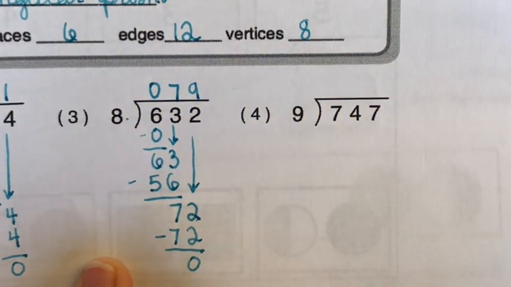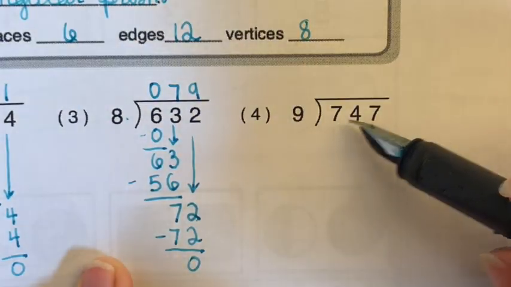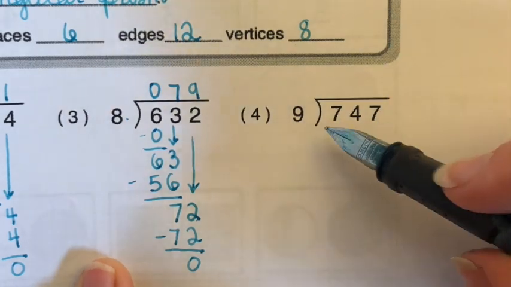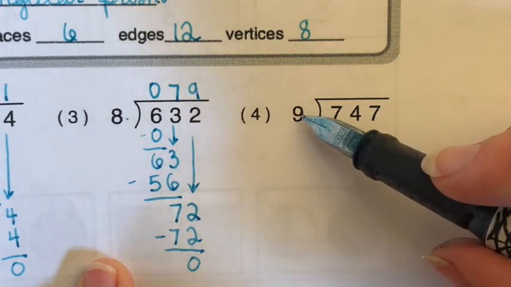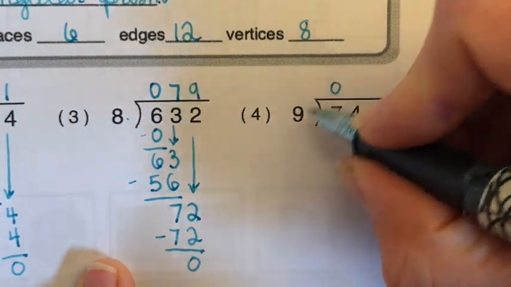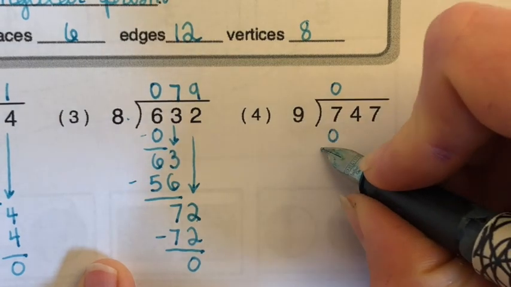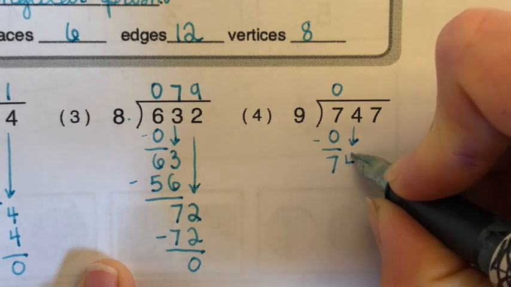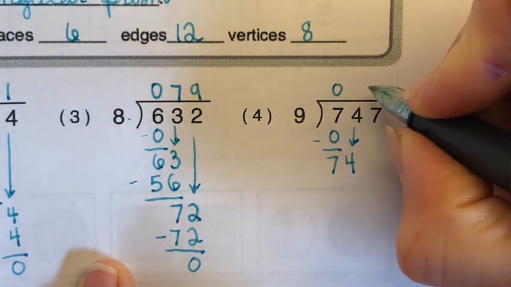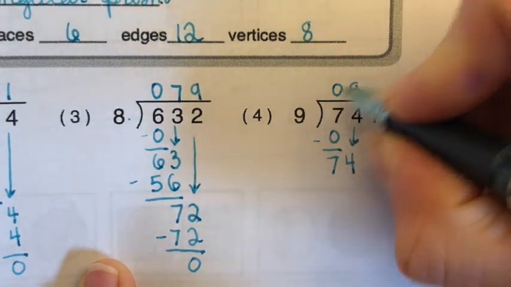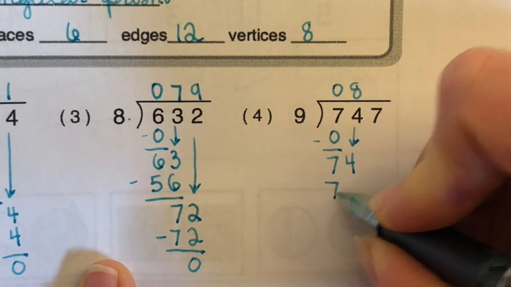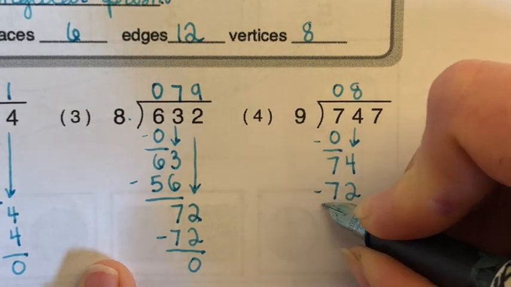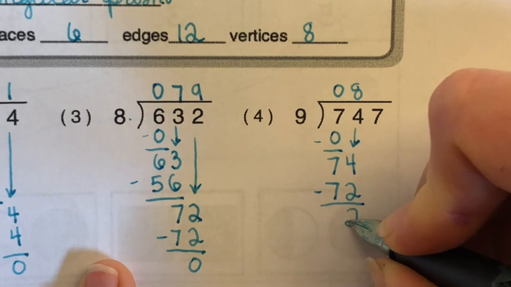How many times does 9 go into 747? So 747 divided by 9. Okay, 9 goes into 7 0 times. 9 times 0 is 0. Subtract to find a difference of 7. Bring down the 4. 9 goes into 74 8 times. 9 times 8 is 72. Subtract to find the difference of 2.